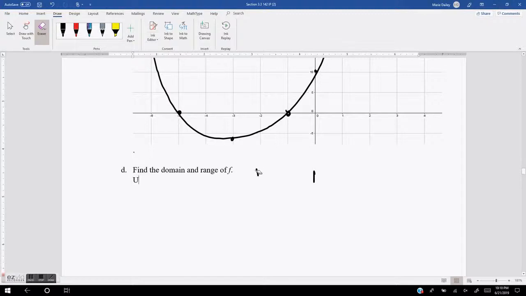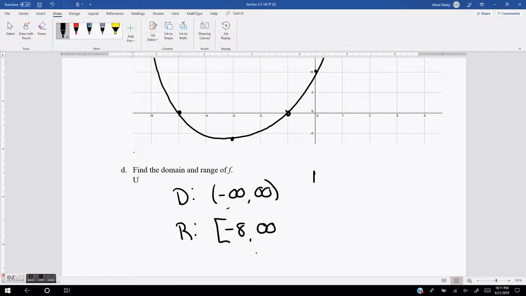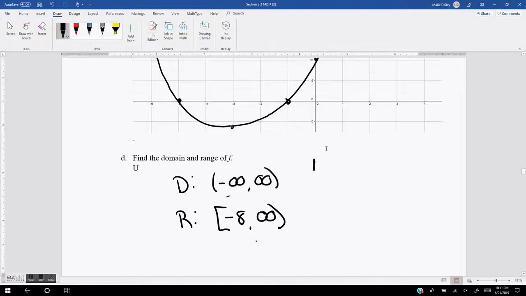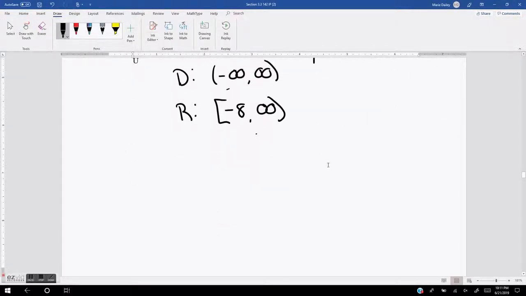All right, so the last thing for this problem is we're asked to find the domain and the range. The domain is going to be all real numbers, from -infinity to infinity. And then my range is going to be, including our vertex, the lowest point on the graph, which is the minimum, from -8 all the way up to positive infinity. Okay? All right, fantastic. So now let's take a look at the next example.